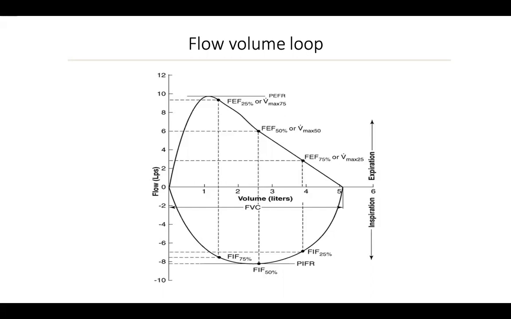How does it help in differentiating between obstructive lung diseases and restrictive lung diseases? If there is a reduction in the vertical axis, that is the height, then it represents the reduction of the flow, which means there is an obstructive lung problem. If there is a reduction in the horizontal axis, it denotes the reduction of the lung volume, and this indicates a restrictive lung disease. So in an obstructive lung disease, the shape of the loop is altered, while in the restrictive lung disease, the size is smaller, but the shape remains the same.